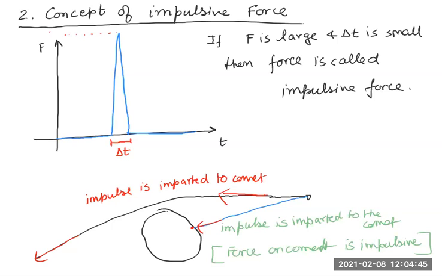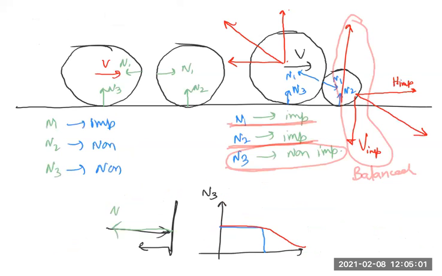Magnitude must be large, time must be small. Very, very simple. When the force exerted is very large and the time for which it acts is very, very small, that is an impulsive force. Does N3 qualify for an impulsive force on both these criteria?